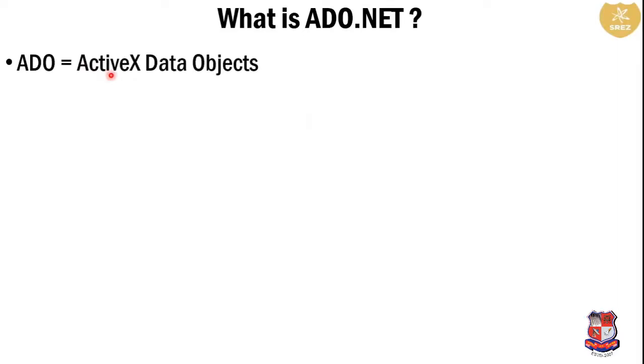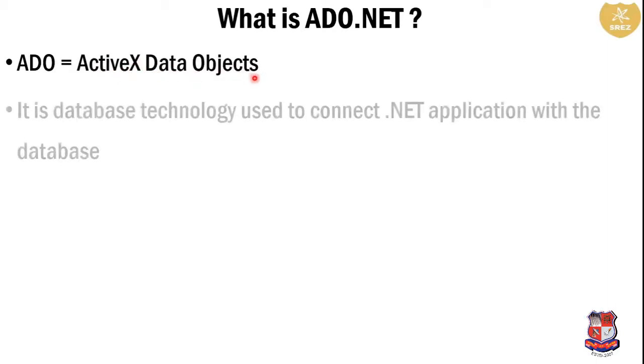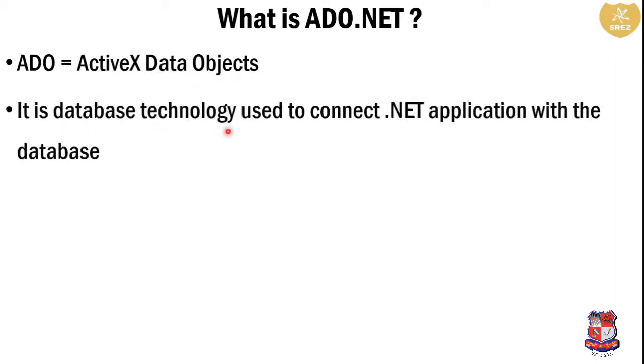ADO.NET means ActiveX Data Object. So this is the most important part. This is the full form of ADO, ActiveX Data Object. What is it? It is the database technology used to connect .NET application with the database. So on one side there is our application, and on another side there is the database. So ADO.NET is used to connect our application to the database. It is the part of .NET framework. Earlier we have studied the .NET framework overall, and this ADO is the part of that framework.